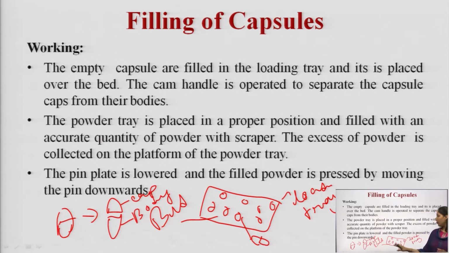Now, we remove the loading tray and keep it aside. Now, we place the powder tray over the bed, so that we can perform the filling of the capsule. The powder tray is placed in a proper position and filled with an accurate quantity of powder with the help of a scraper. The excess powder is collected on the platform of the powder tray.